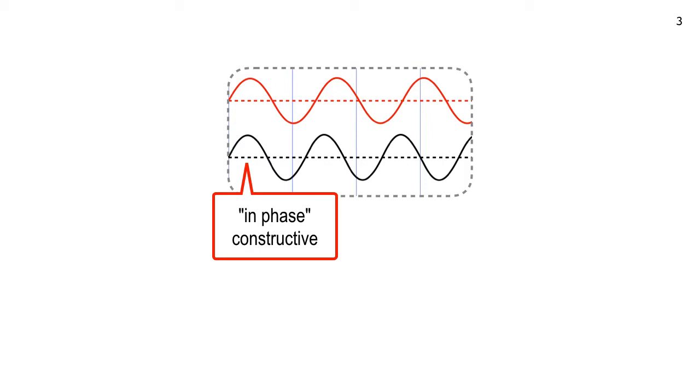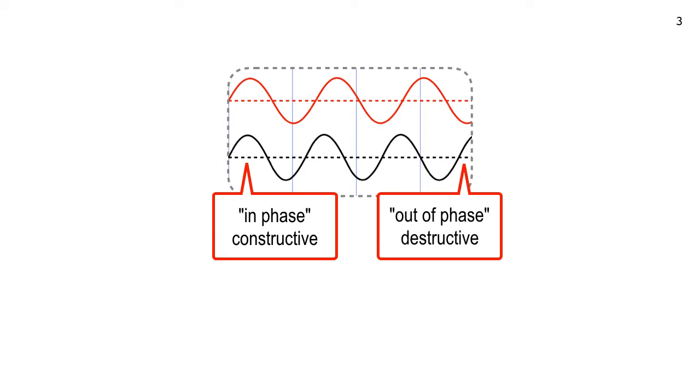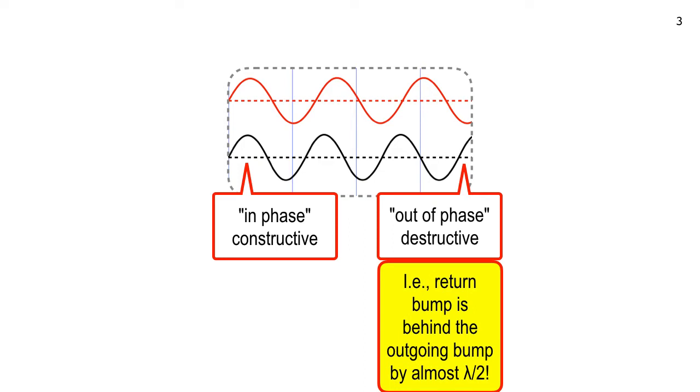Right? Now, a little bit further down the pipe, let me get my cursor over there. Down here towards the end of this little close-up, you've got trouble. Because now, over here, you've got a bump almost right below a dip. So there you would use the word out of phase. In colloquial terms, the return bump is behind the outgoing bump.